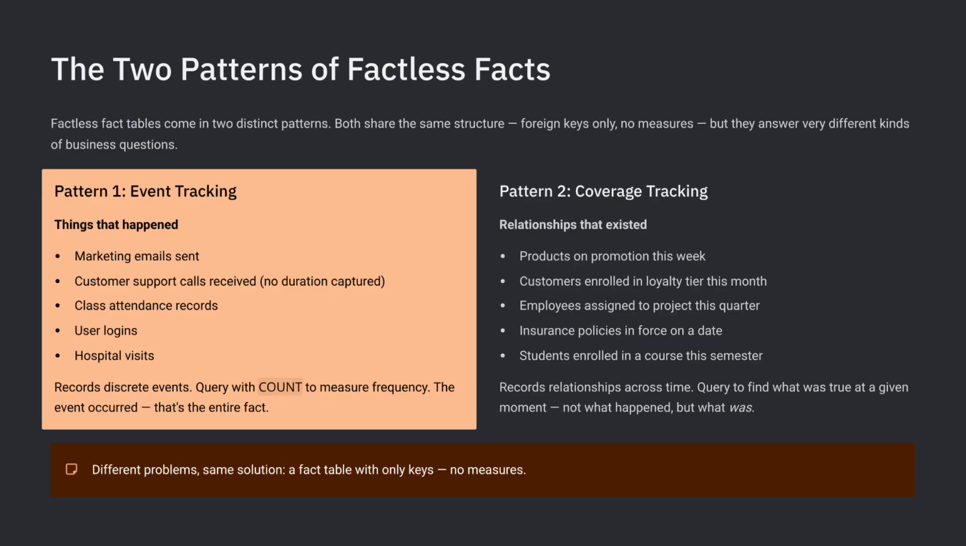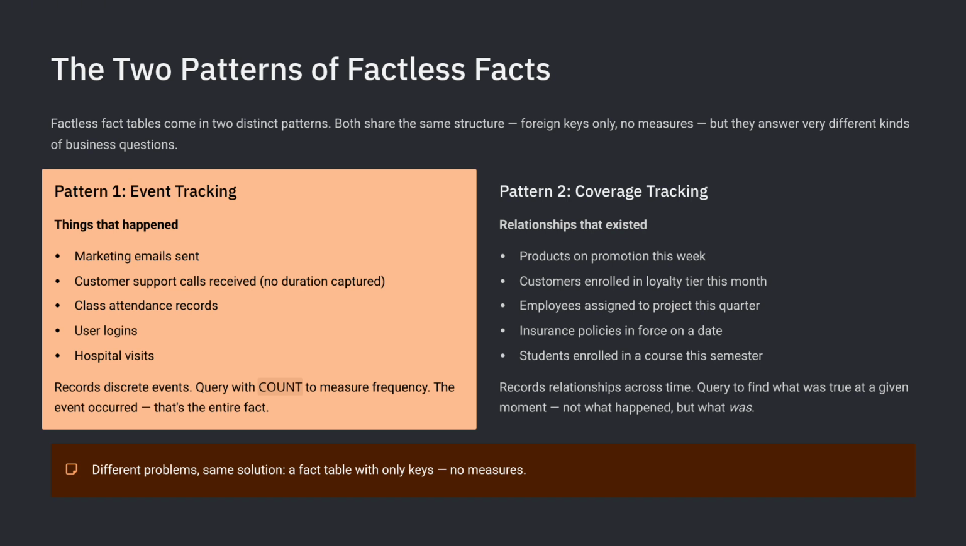Factless fact tables come in 2 distinct patterns. Both use the same structure of foreign keys without measures, but they solve different kinds of problems. The first pattern on the left is event tracking. These factless facts record discrete events that happen but don't have a measurement. The marketing example we just walked through is exactly this pattern.